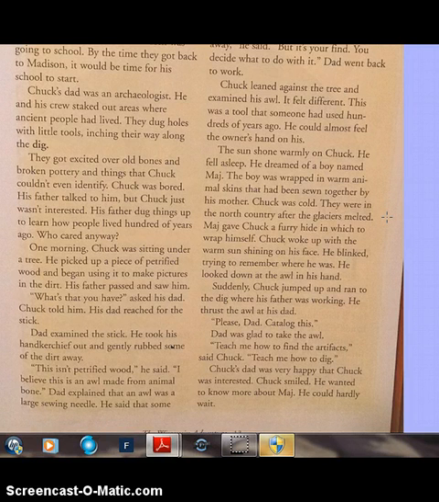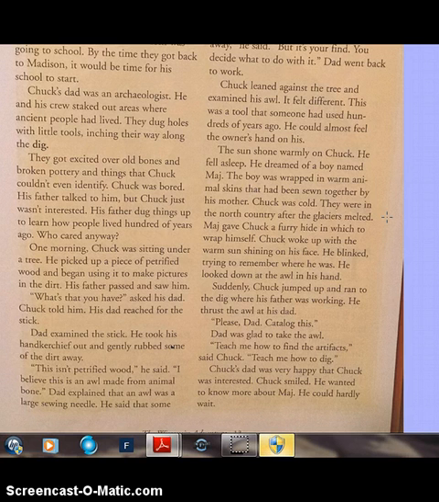Chuck was bored. His father talked to him, but Chuck just wasn't interested. His father dug up things to learn how people lived hundreds of years ago. Who cared anyway? One morning, Chuck was sitting under a tree. He picked up a piece of petrified wood and began using it to make pictures in the dirt.